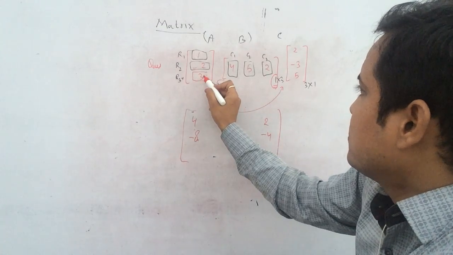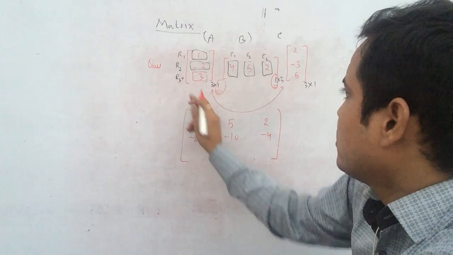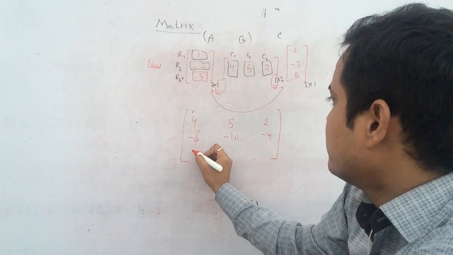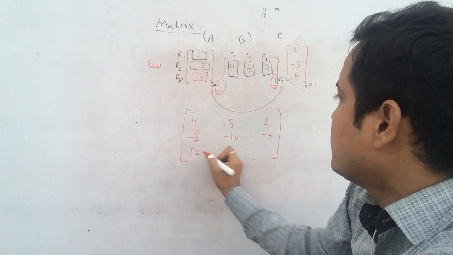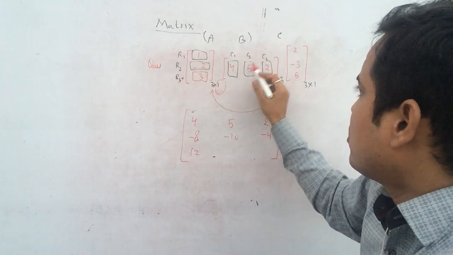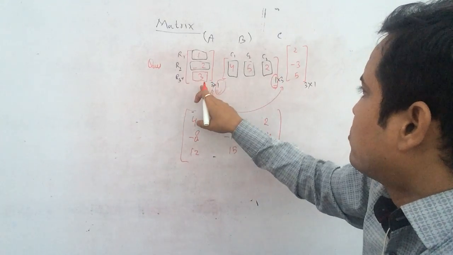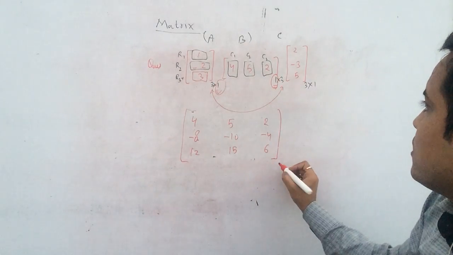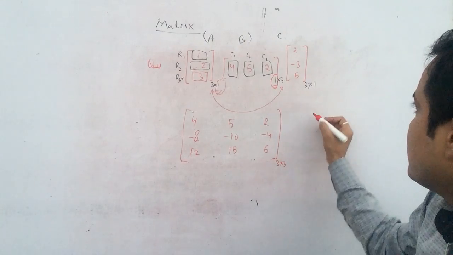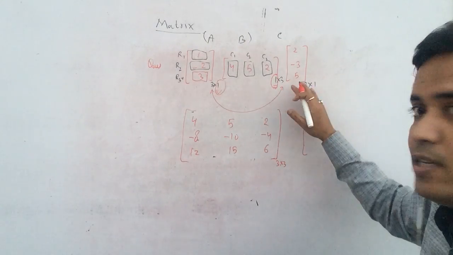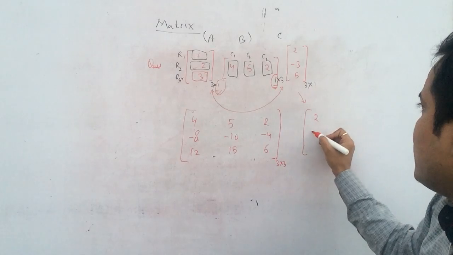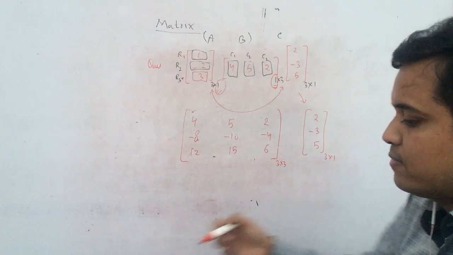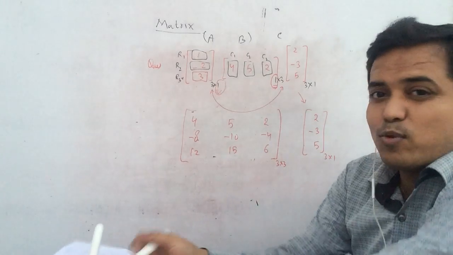All right, and similarly row 3 is 3 multiplied by 4, so it is 12. Row 3 multiplied by the second column, 3 5s are 15, and row 3 multiplied by the third column, it is 6. All right, this is the result, and it is of order 3 cross 3. And the C, what is C here? It is 2, minus 3, 5. And what is the order? 3 cross 1.